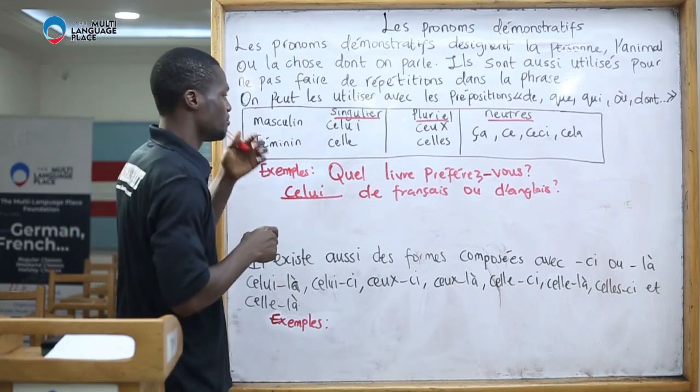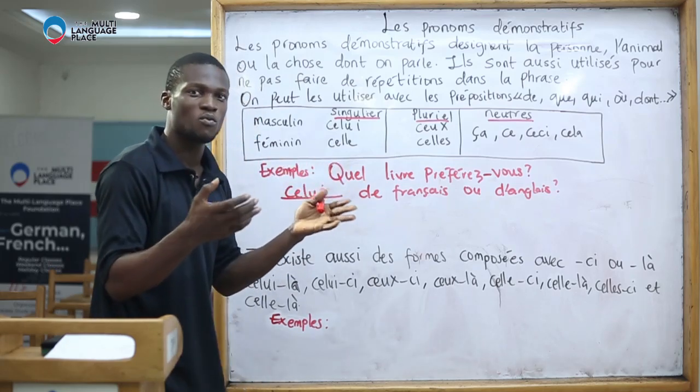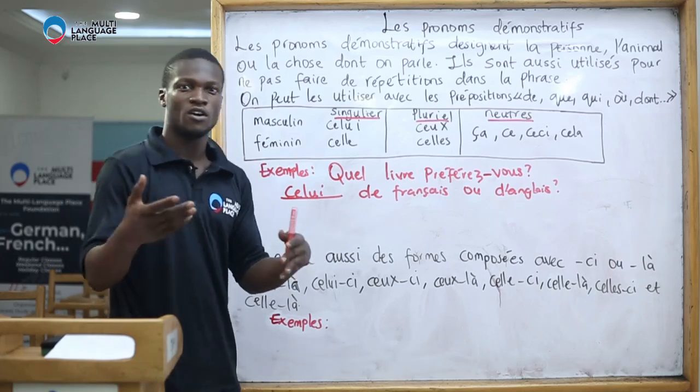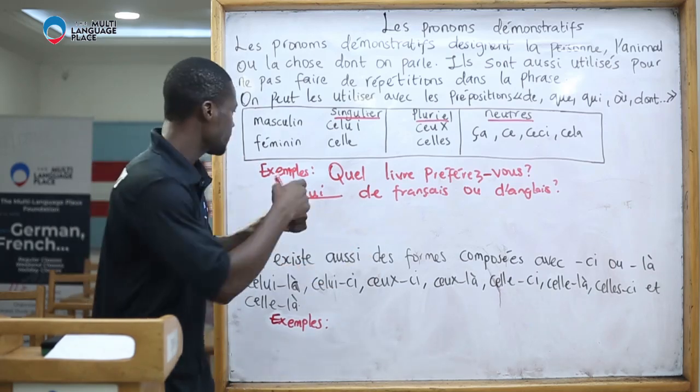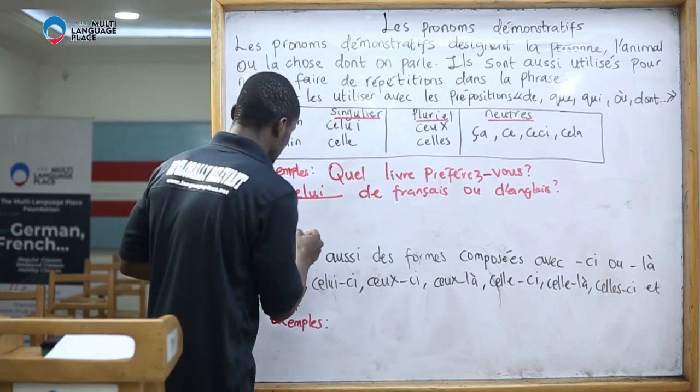Let's take another example. Think of another example where you have to say, is it the one of, or that of, or the one of. Okay? We take another example.